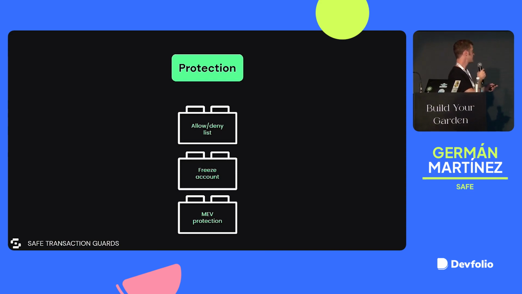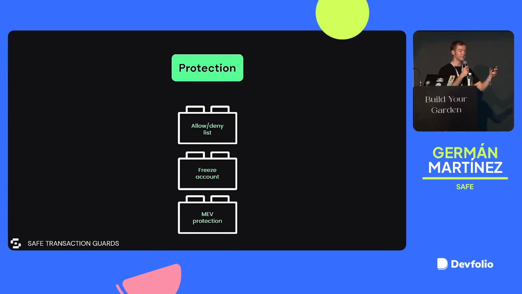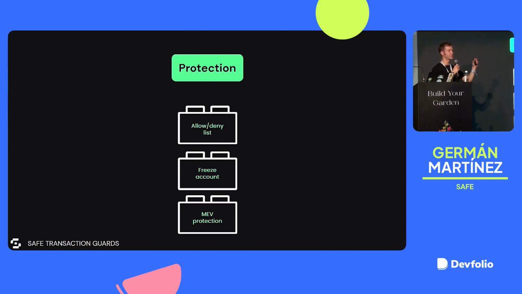How would this look? For example, for creating an allow or deny list, you can create your own transaction guard with these two methods. And in the storage of the smart contract, you could have a data storage structure to keep track of a list of addresses. And then in the first check, for example, you could check if the destination of the transaction that is going to be executed is inside the list or not, and act on that.